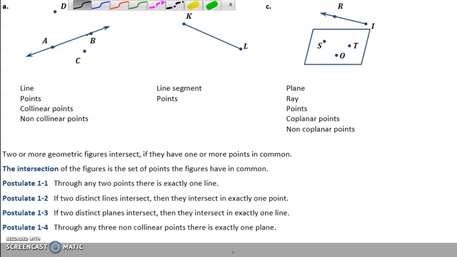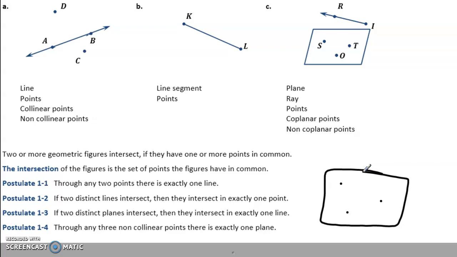Postulate 1-4, through any 3 non-collinear points, there's exactly 1 plane. So Jacob was talking about that when he drew the problem. There we go. There's a point. If I drew those 2 points, I could draw a line through it. I can't put another point on that line to identify a plane. So those 3 points not being on the same line tell me I'm talking about a plane. If they were all on the same line, really all I'd be talking about would be a line. So they have to be non-collinear. They cannot be on the same line in order for us to be talking about identifying a plane.